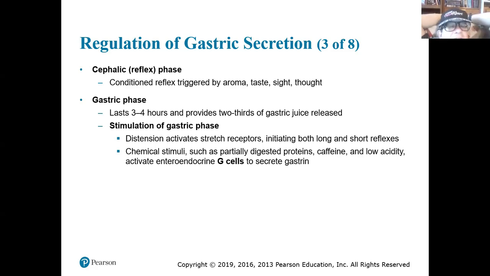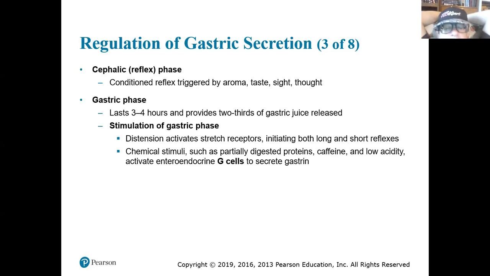The gastric phase, which lasts 3-4 hours, is when 2/3 of the gastric juice is released. What stimulates that? Actually, stretch receptors in the stomach because it's filling with food. That gives both long and short reflexes. You might remember short reflexes travel a short distance. Those are internal. The long reflexes are coming from outside, things like what the vagus nerve is telling you.